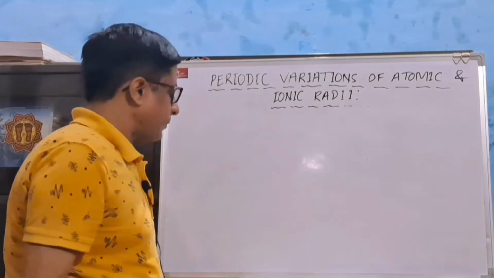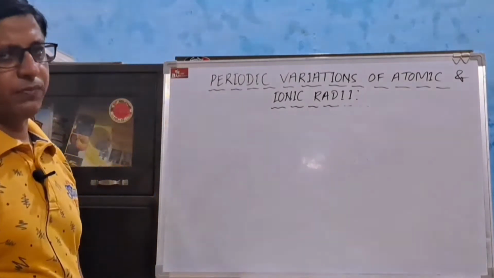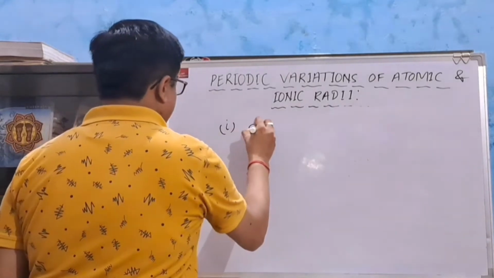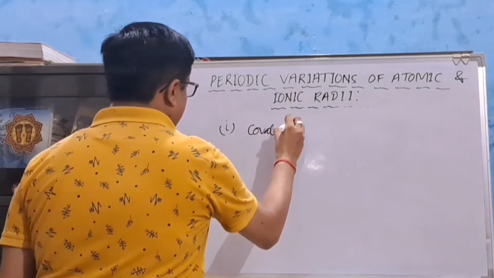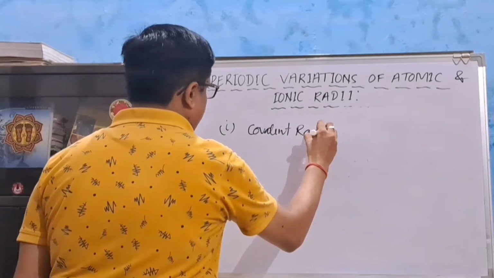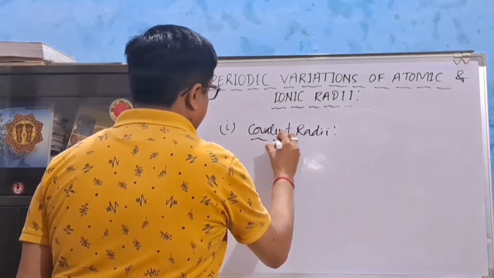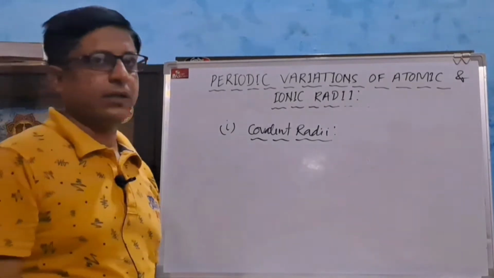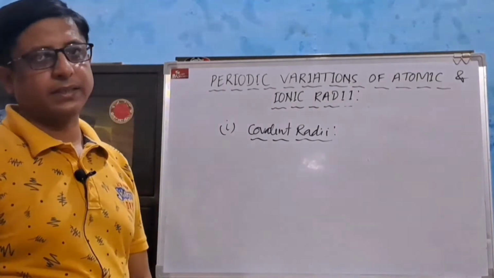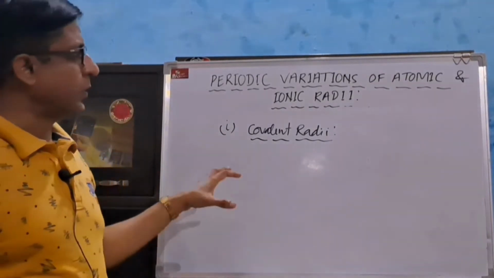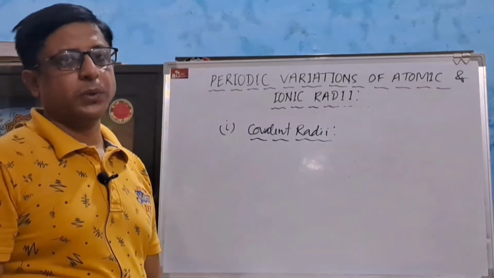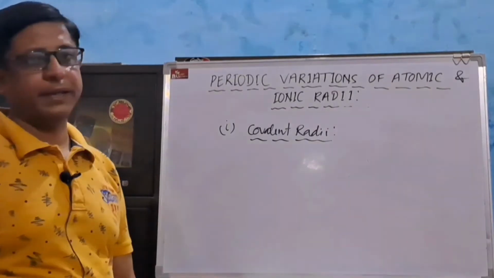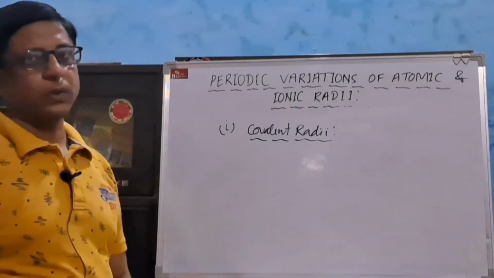the atomic radii can be further classified into three types. First one is covalent radii or covalent radius. The covalent radius is defined as one half of the distance between the two like atoms bonded together by a single covalent bond. Thus, covalent radii is essentially single bond covalent radii.